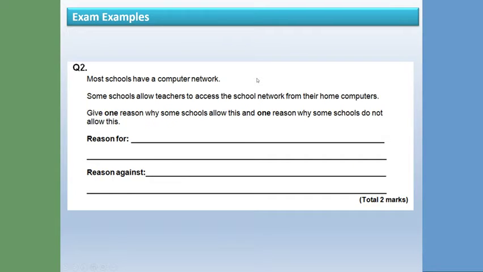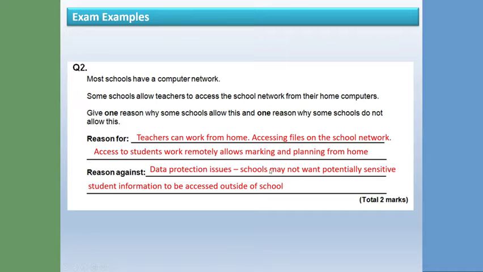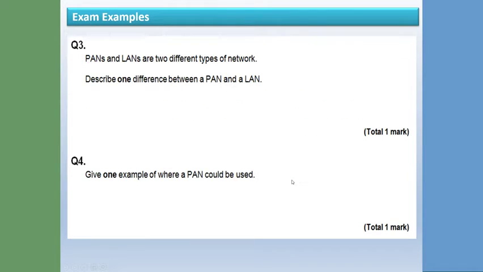Most schools have a computer network. Some schools allow teachers to access the school network from their home computers. Give one reason why some schools would allow this and why some schools would not. A reason for it: teachers can work from home, so they can access files on the school network. They can access students' work remotely, which allows marking and planning. However, there are data protection issues. Schools may not want potentially sensitive student information to be accessed outside the school. If the computer you're using is accessed by multiple people, they may be able to access the sensitive data.